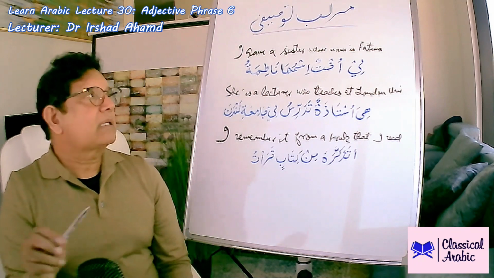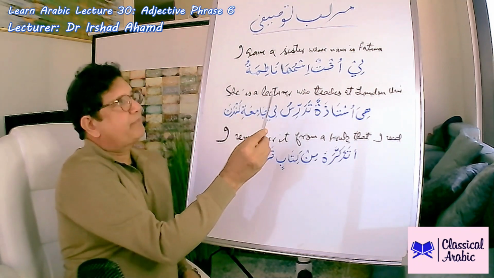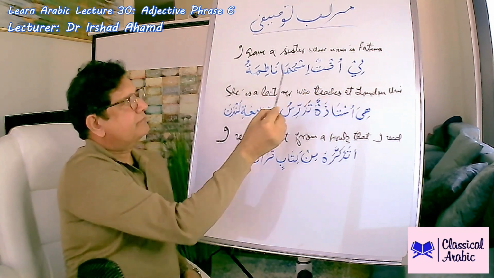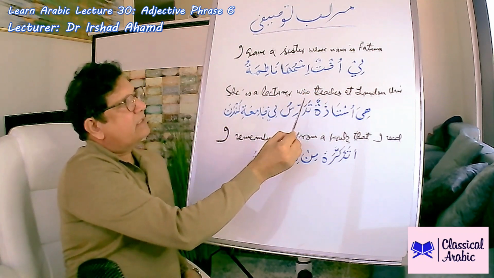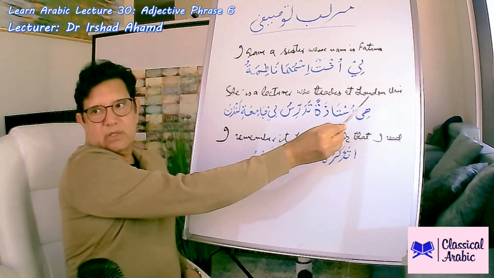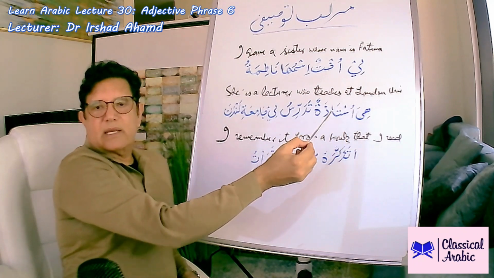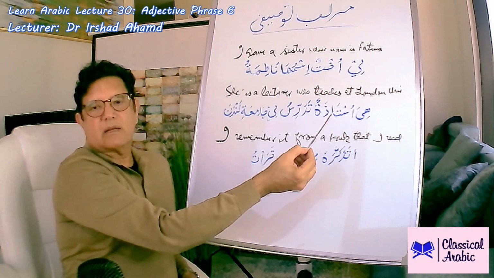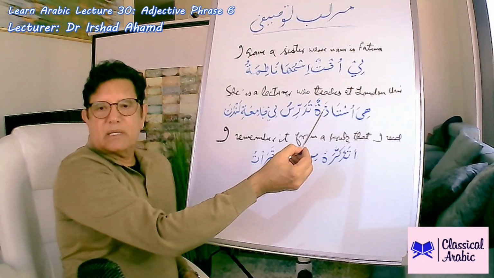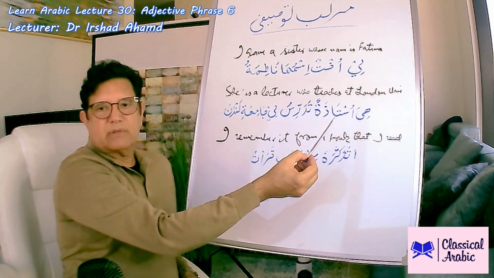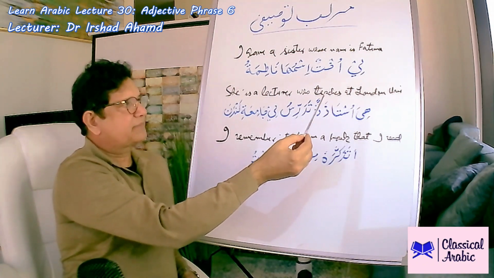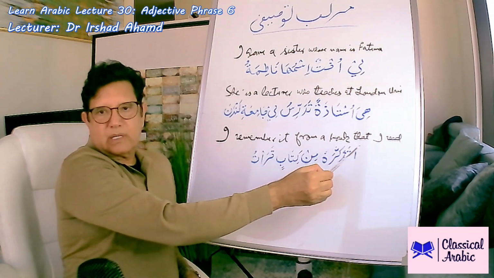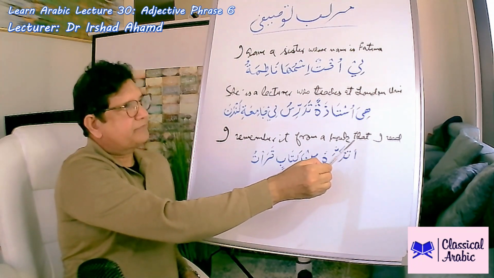Let us look at these three English sentences. I have a sister whose name is Fatima. She is a lecturer who teaches at London University. There's nothing like London University as such. There are many universities in London, but none of them is called London University. This is just to make the point. I remember it from a book that I read.